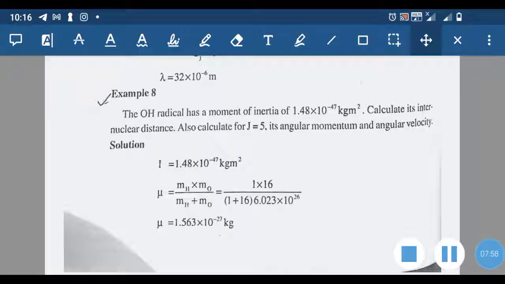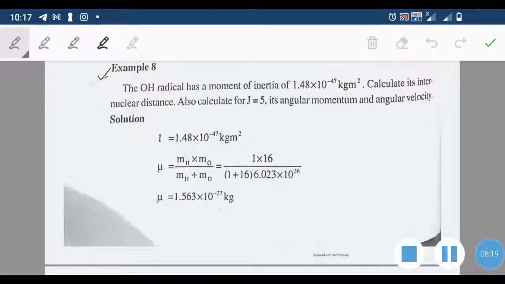And the next problem: the OH radical has a moment of inertia of 1.48 into 10 raised to minus 47 kilogram meter square. Calculate its internuclear distance. Also calculate for J equal to 5 its angular momentum and angular velocity. So moment of inertia I is given. Moment of inertia is nothing but mu r square. So mu, since it is OH radical, it is mH mO divided by mH plus mO.